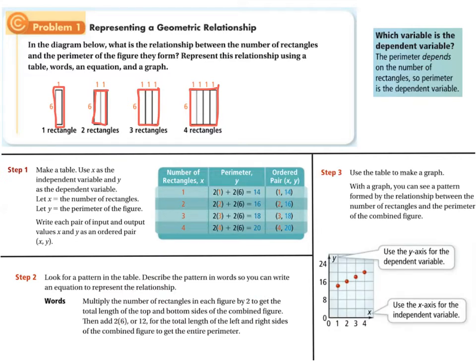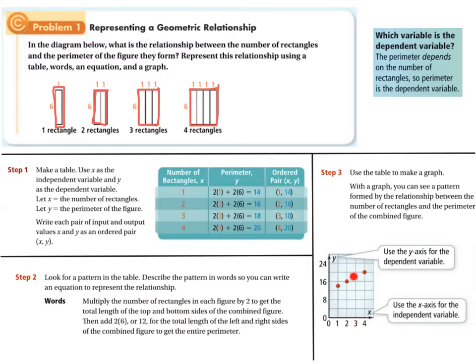So then we can use a table, and in the table, we've got, okay, 1 comma 14, so we go over to 1 and go up to 14. 2 comma 16, we go over to 2 up to 16.